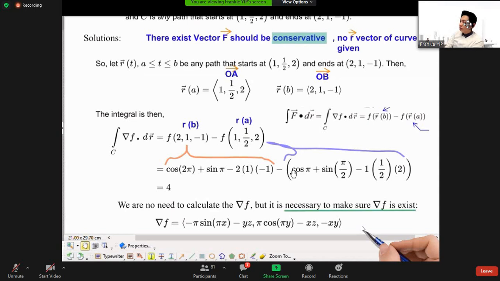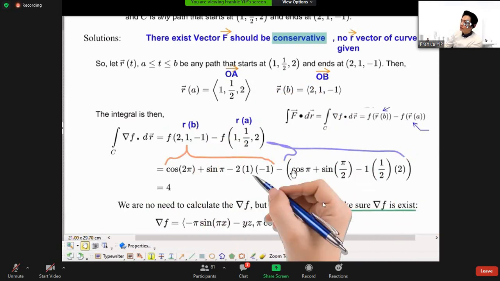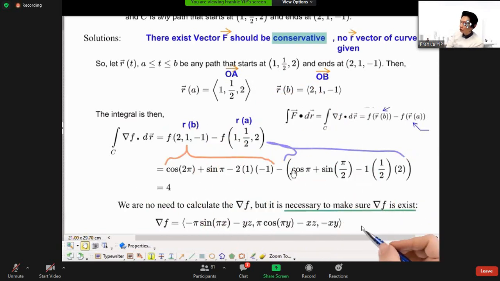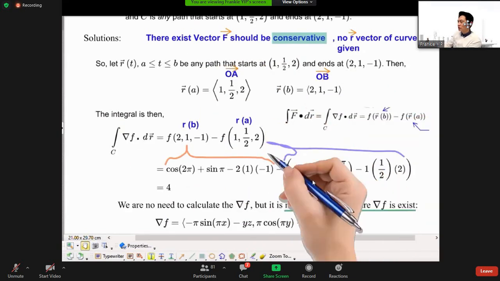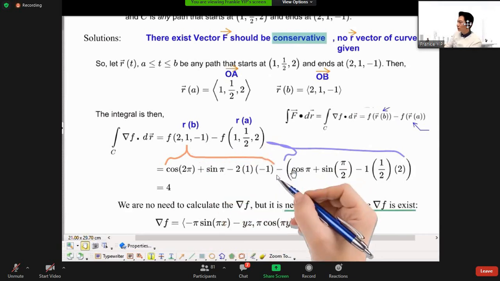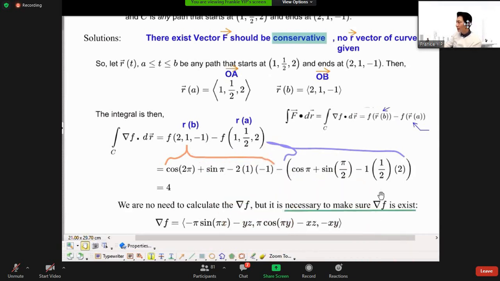Remember, we do not need to calculate del F, but we need to make sure the del F already exists. What does it mean? In order to use this method, you need to make sure the del F exists. So try to work out the partial differentiation according to x, according to y, according to z, to see whether the value exists. And most of the time it exists, because of the differentiation property. If it exists, we can use this working principle to work it out. Got it? Okay.